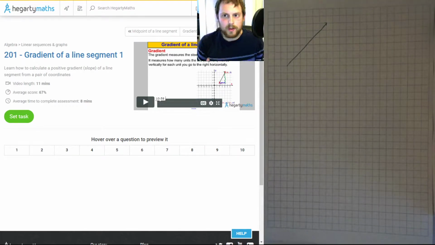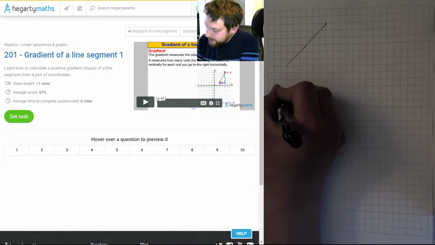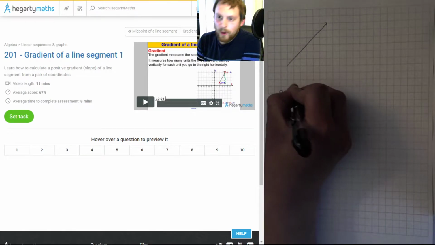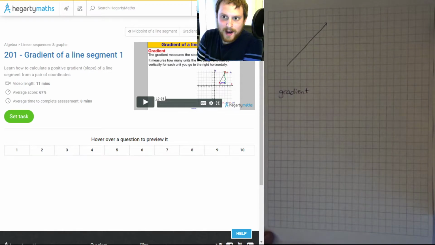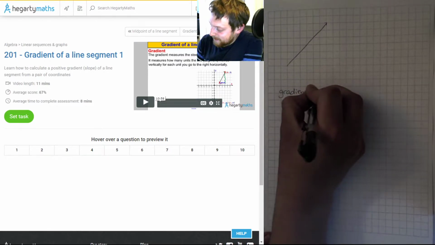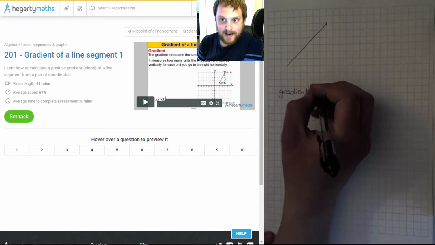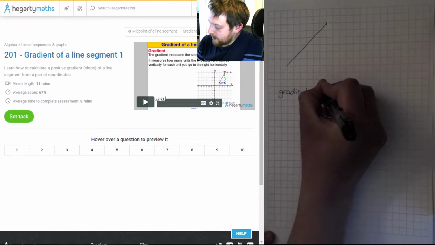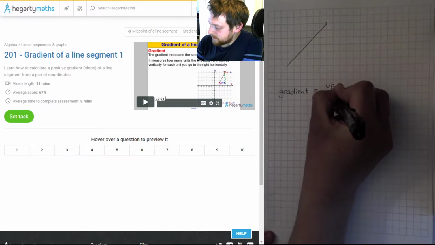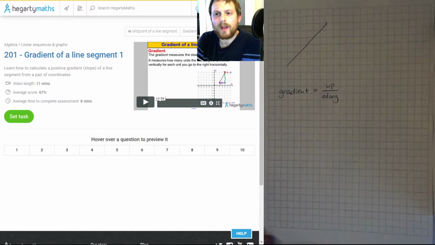Now, what is the gradient of this line? Well, there's a formula. It's one of the most important formulas for GCSE maths. You should start to learn it now. I'm going to summarize it really simply here. It's how far up divided by how far along. It's how far up vertically divided by how far along horizontally.